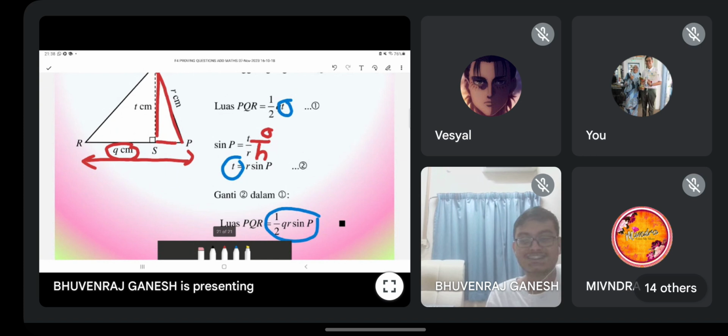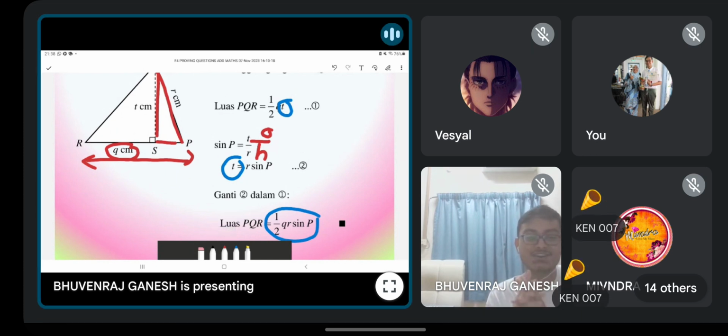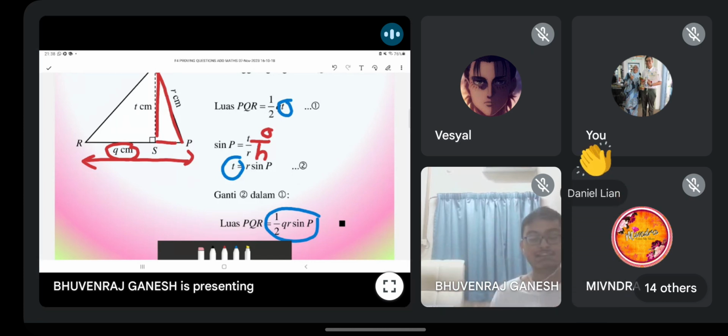Okay. Okay guys, so do you all understand all the form 4 formula proving? Nothing else can come out guys. Tak ada lain boleh keluar. Everything is here already. Everything you need to know is here.